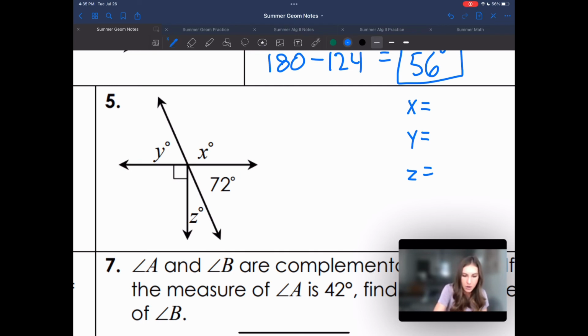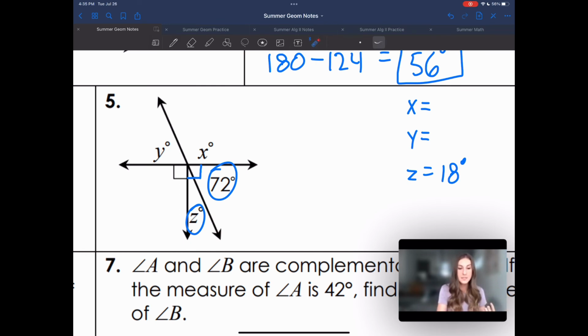So I'm going to draw on a little 90-degree angle here, which means I can just do 90 minus this 72 degrees to get Z. So I'm actually going to find Z first. So 90 minus 72 is going to give us 18 degrees. I'm going to write that over here. All right, so we know Z is 18 degrees. Okay, we still have to find X and Y.